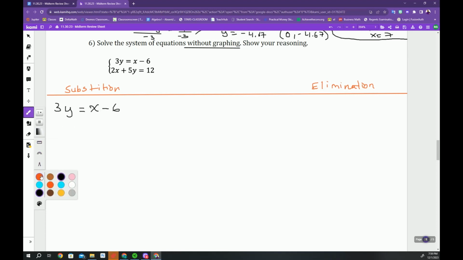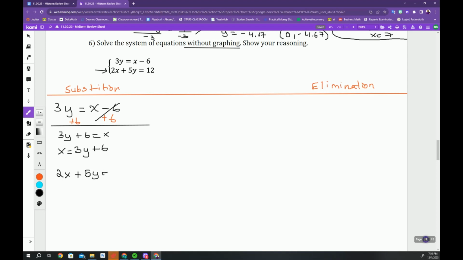so all we have to do is add 6 to both sides. So let's add 6 to both sides. And now we're left with 3y plus 6 equals x, or you can rewrite it as x equals 3y plus 6. Now, we have a variable by itself. Our x is by itself. We're going to now substitute that into the second equation. So anywhere we see x, let's rewrite it first. 2x plus 5y equals 12. And anywhere we see an x, we're going to substitute it with 3y plus 6.